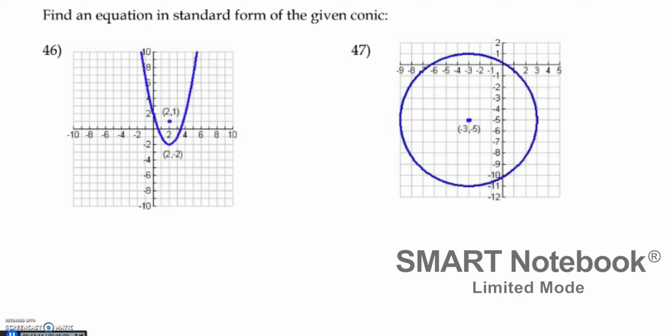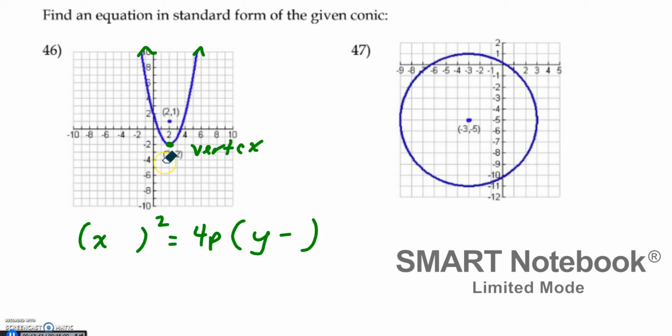Number 46, find an equation. So this is a parabola, and it's a parabola that's facing upwards, so it's what we expect. This would be x minus something squared equals 4p, whatever p is, times y minus something. The reason the x is squared is because every parabola we're used to is x squared, and this looks like a normal one. First, let's focus on what the vertex is. The vertex is 2, -2. So we have x minus 2 equals 4p, y minus -2. So we have x minus 2 quantity squared equals 4p times y plus 2.